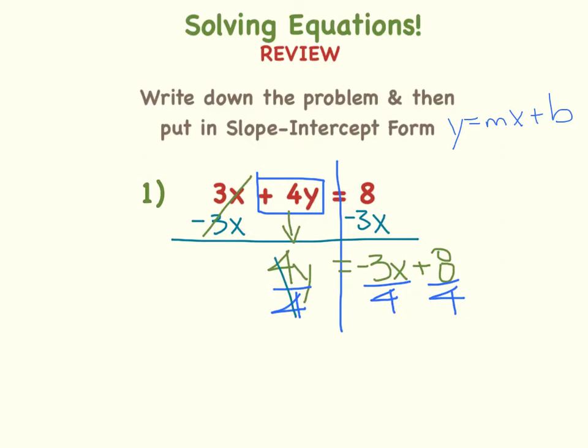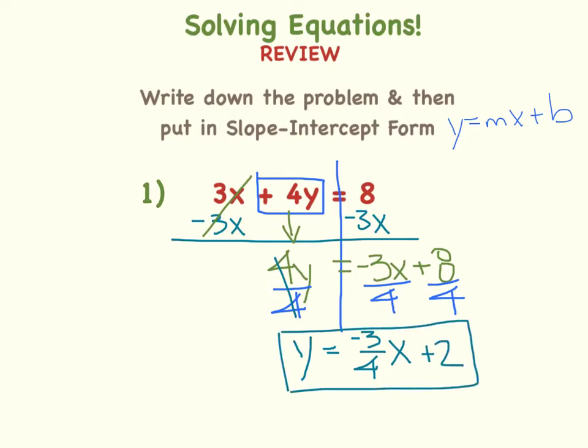And when I do that, those 4's cancel out to 1y equals negative 3 divided by positive 4 stays negative 3 over 4x. You can't reduce it. But 8 divided by 4 does reduce to positive 2.